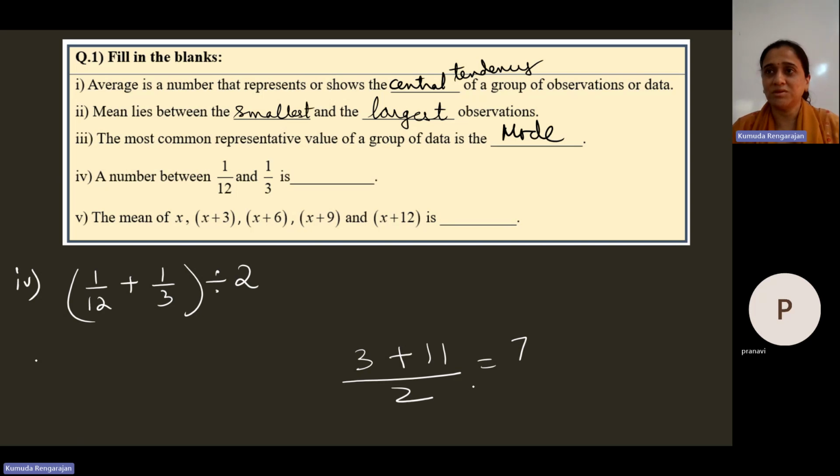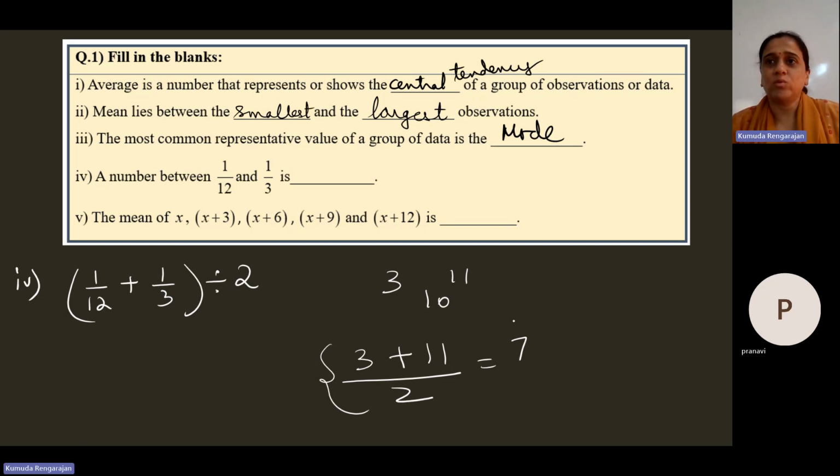But you know, there are so many numbers. You can write 4, 5, 6, 7, 8, 9, 10, 10.5, 9.5, 9.1, 5.5. So many numbers you can write between 3 and 11. 3.1, 3.33, 3.75. So many numbers you can write. So if you have to write a number between 3 and 11, you need not use this method. You can just write a number. 10 is a number between 3 and 11. It's finished.